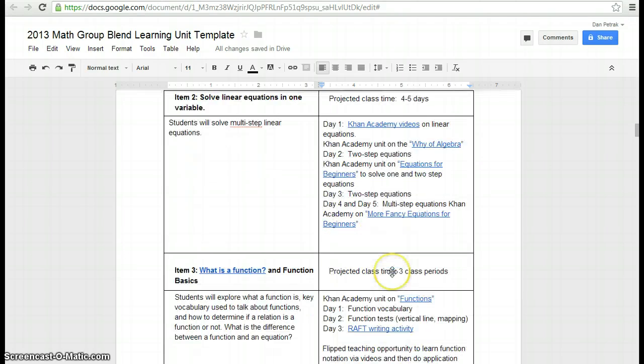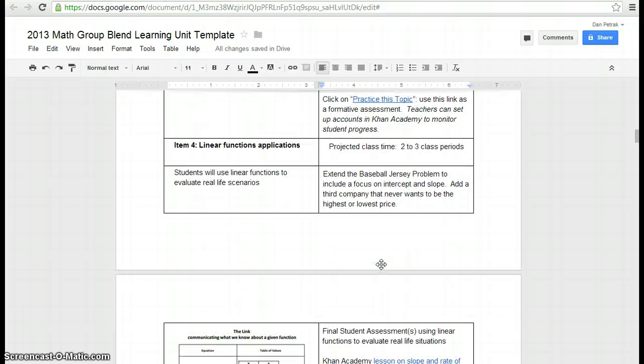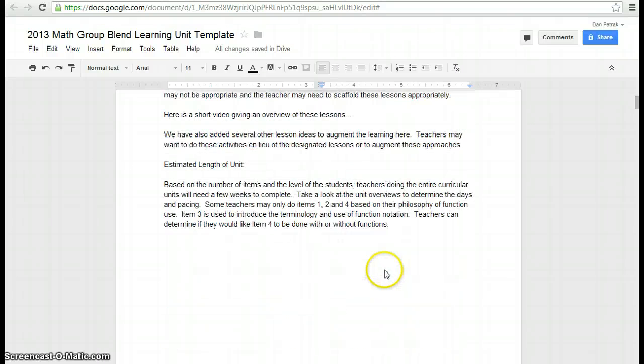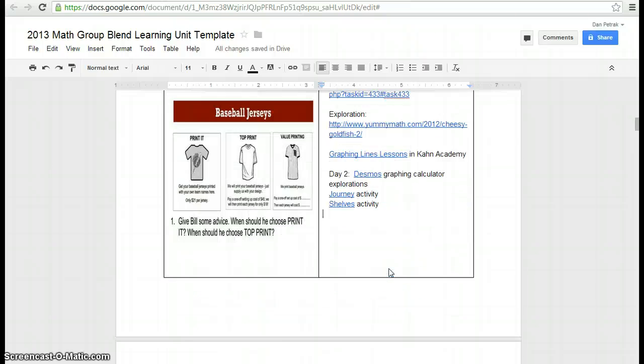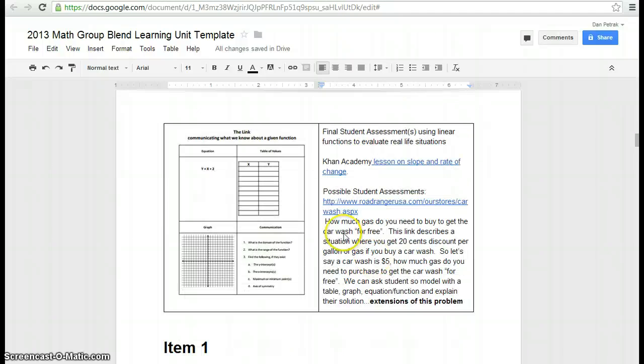Then down here we have another problem situation that's similar to this. And these are all under the idea of when is it worth it. I guess that's the title of this. It's called When Is It Worth It? Those kinds of problems, like when's the break-even point? When does it make sense to make a different decision? There are tons of problems like that. And we've done an example down here with a gas price one with a car wash, I think. Yeah, right down here. So that could be used as a formative assessment.